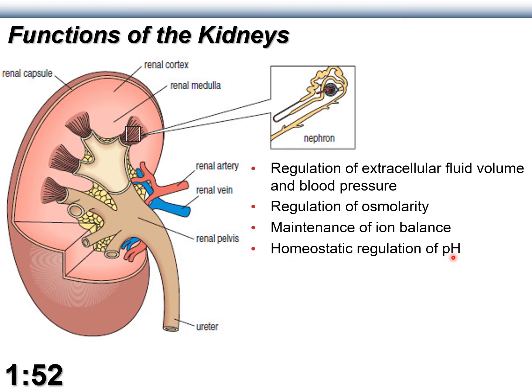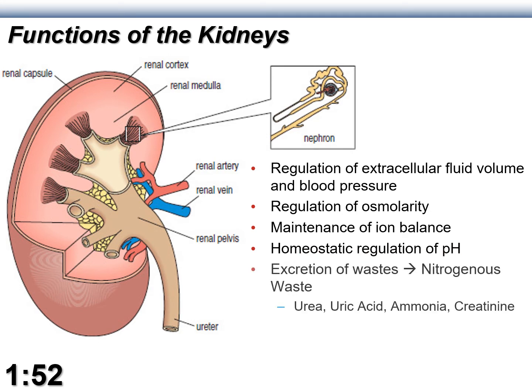One ion in particular that the kidney can regulate is the proton, so pH. We have respiratory acidosis and alkalosis, and we also have metabolic acidosis and alkalosis, and the kidneys can play a big role in that metabolic side of acidosis and alkalosis.